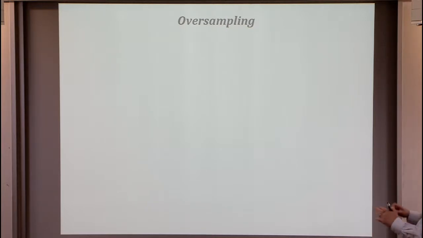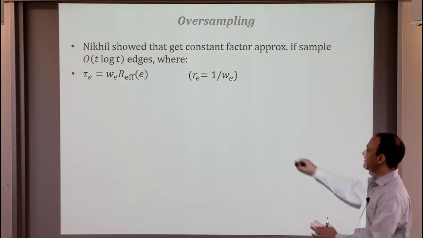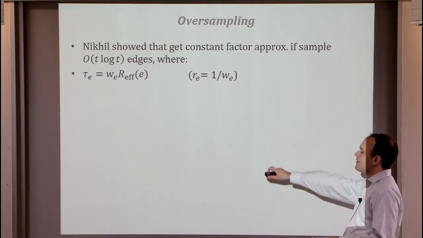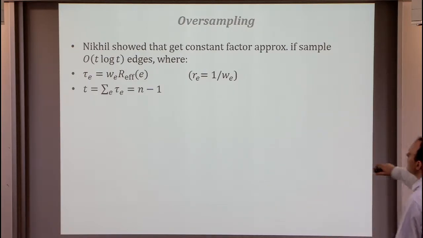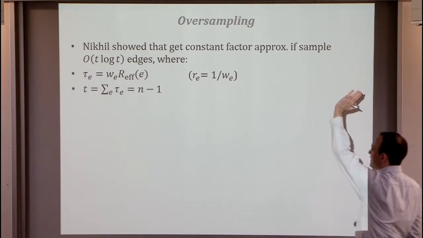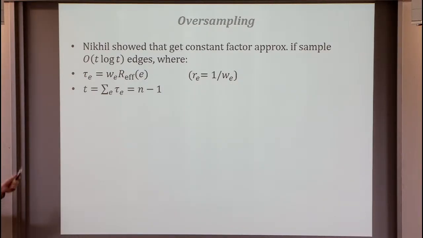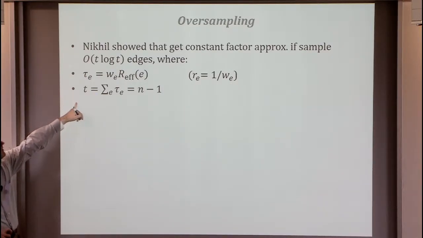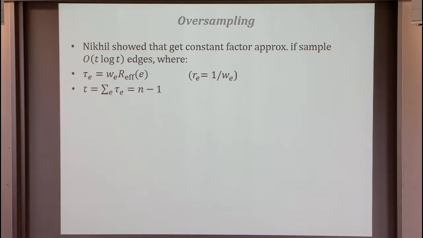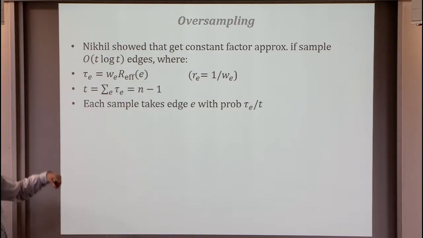So the idea with oversampling, I think Nikhil actually expanded this out, but the comment I just made is that we're going to use effective resistances, which are 1 over the weights of the edges. Nikhil showed that if I sample with probabilities proportional to the taus, then I get a decent approximation.